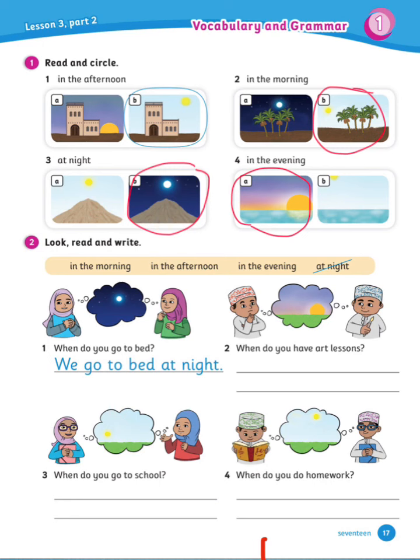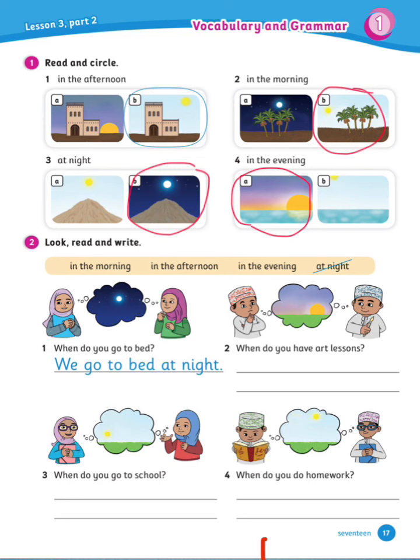Exercise number 2, look, read and write. Look at these pictures and read the questions. Then, pick the correct response from the box above. Number 1 is done for you. When do you go to bed? We go to bed at night.